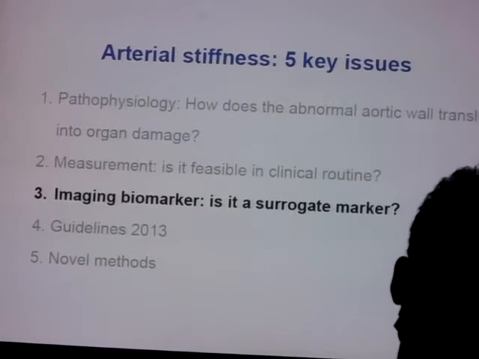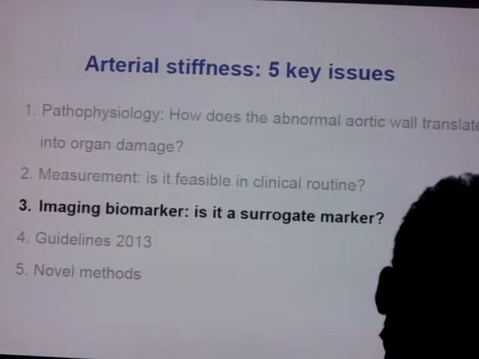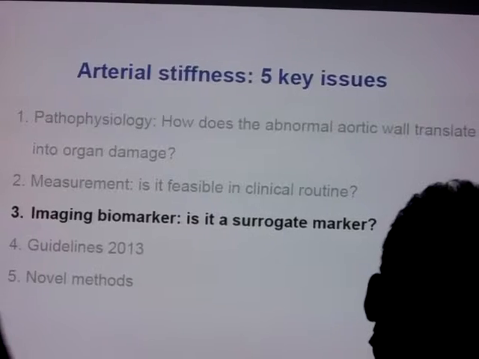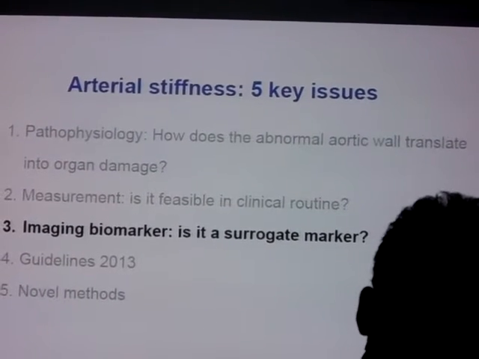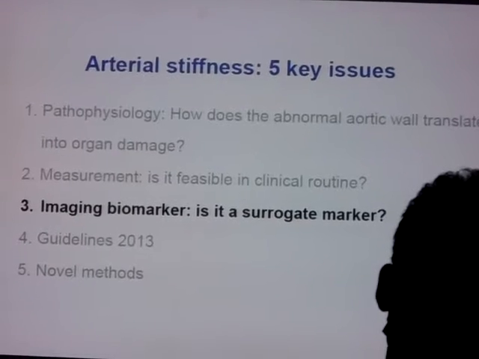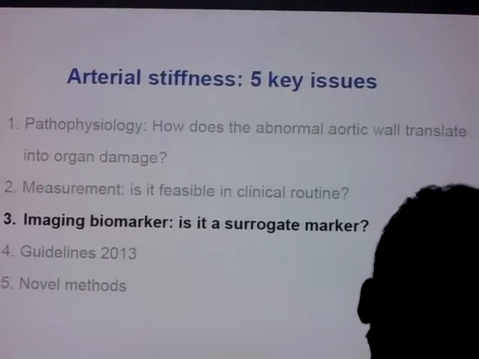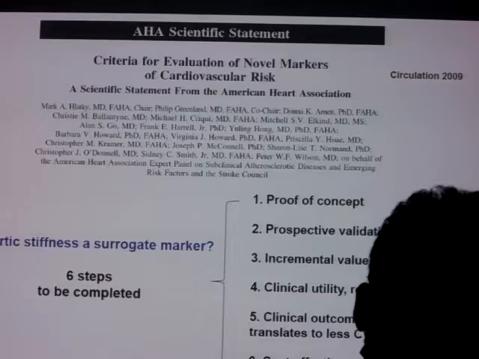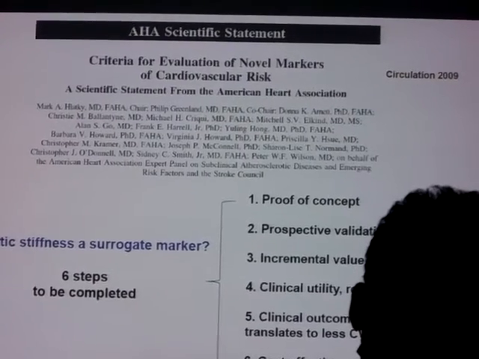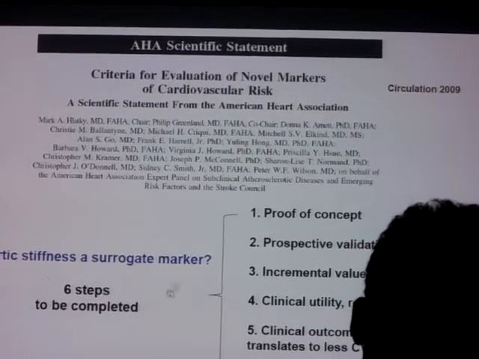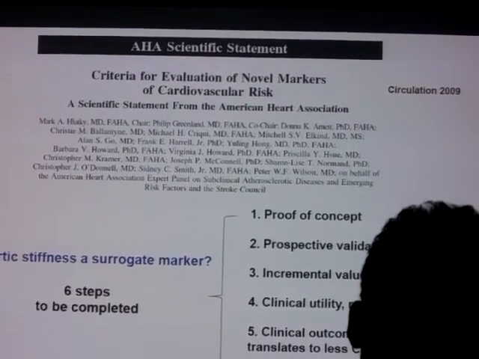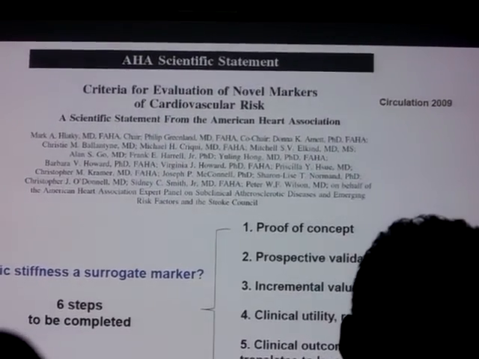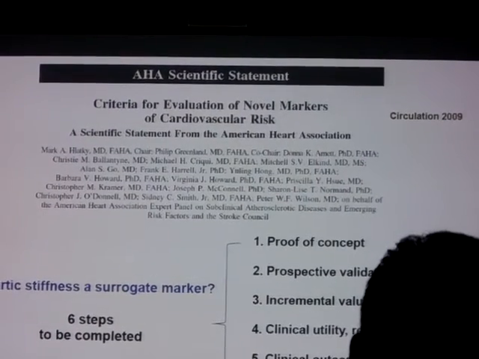Surrogate marker, because with all those circulating biomarker, and stage intermediate criteria, and intermediate endpoint, etc. But a surrogate marker, this is something different. A surrogate marker means that the reduction of the biomarker should translate into less cardiovascular events.